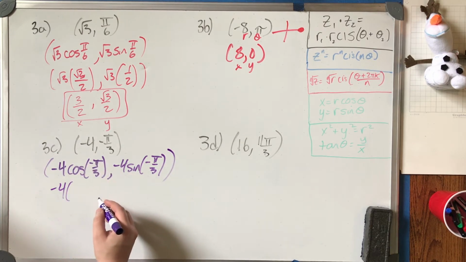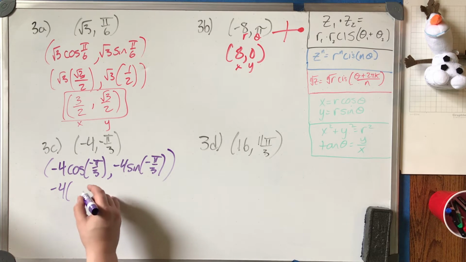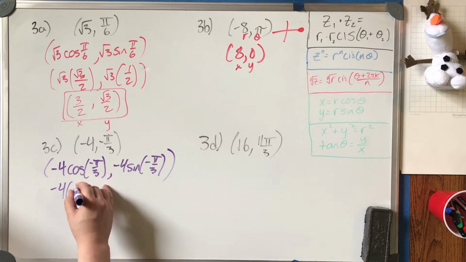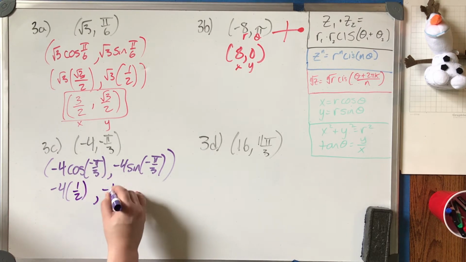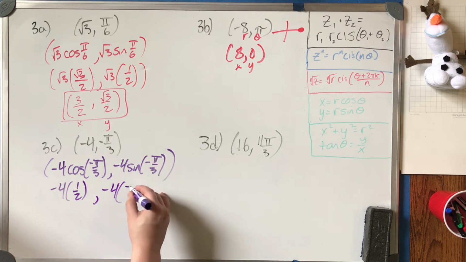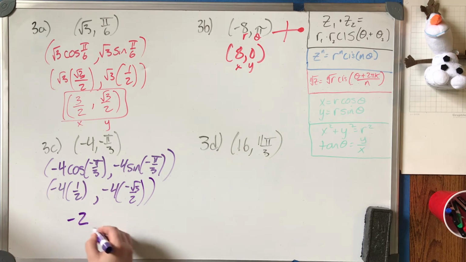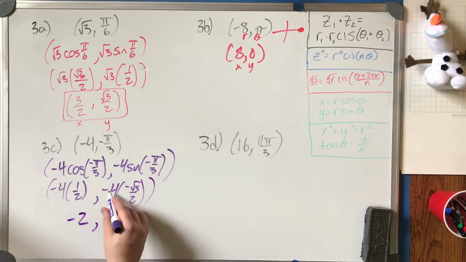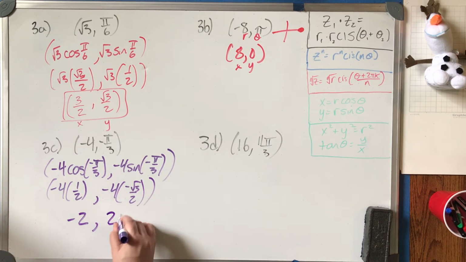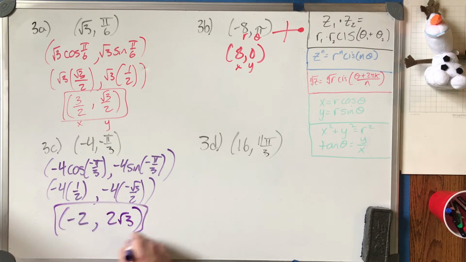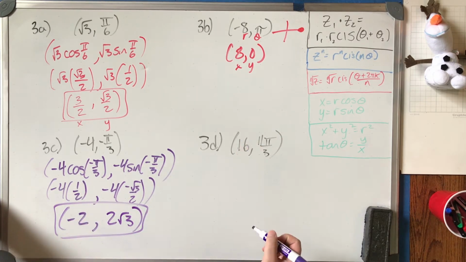Cosine of pi over 3 is going to be 1/2. It's positive when we're in the fourth quadrant, so I have a positive 1/2. And here this is going to be a negative square root of 3 over 2. Okay, so that's going to be (negative 2, positive 2 rad 3). And there we go.